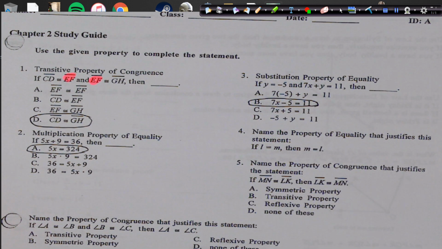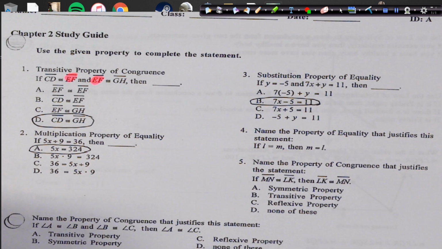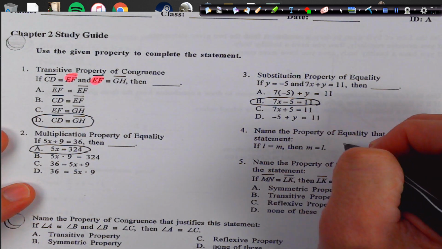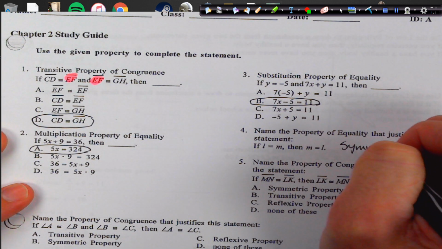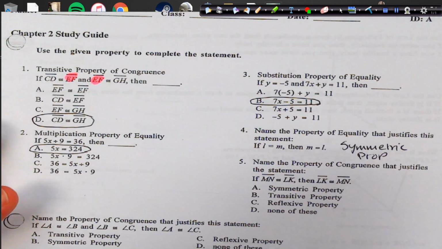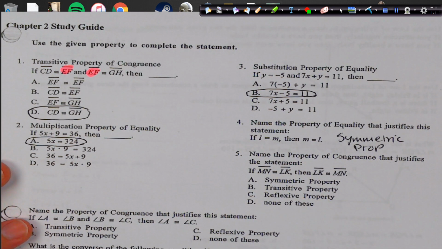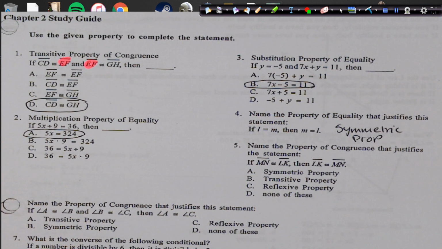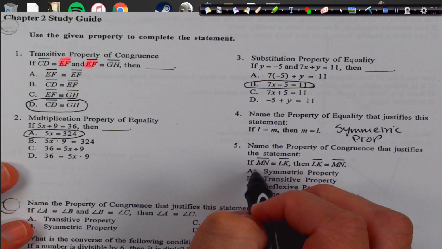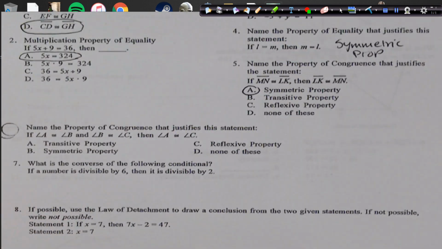Name the property of equality that justifies this statement. L equals M, then M equals L. That would be symmetric property. They don't equal each other. They are symmetric. Okay? And number 5, name the property of congruence that justifies this statement. And that would also be symmetric property, A.